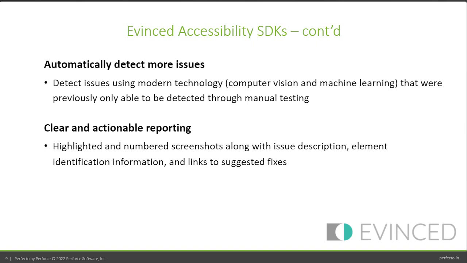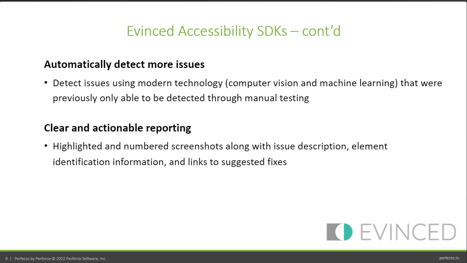So for Evinced, we don't just look at the code of the application. We start with rendering the app and using computer vision to capture aspects, and using machine learning to recognize and gain additional context by analyzing the application from that perspective. Through that type of process, we're able to automatically detect types of issues that previously were only found through tedious, time-consuming manual testing, or even guided manual testing that's also very time-consuming.